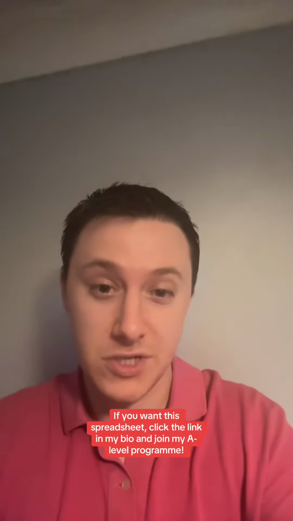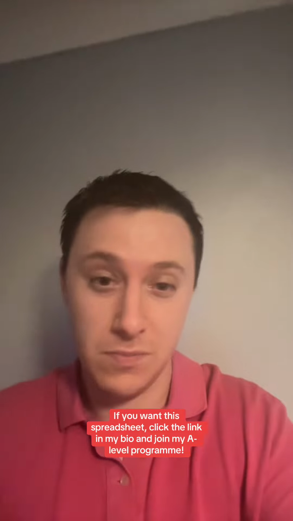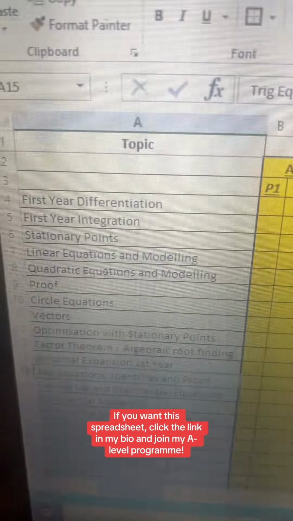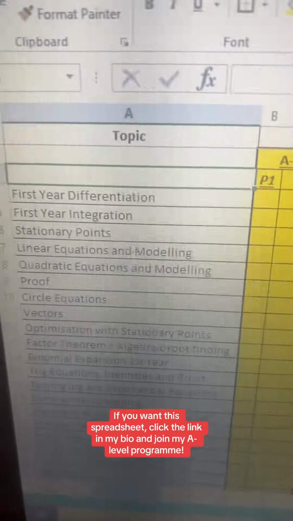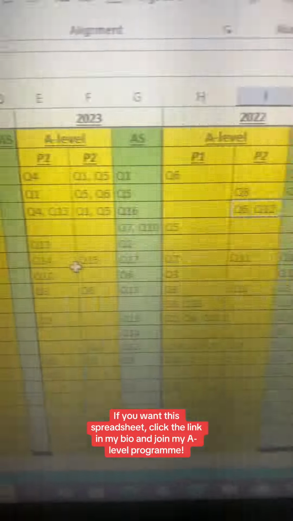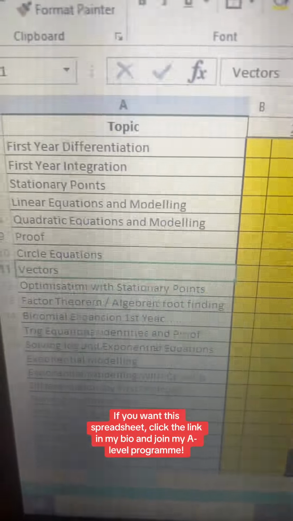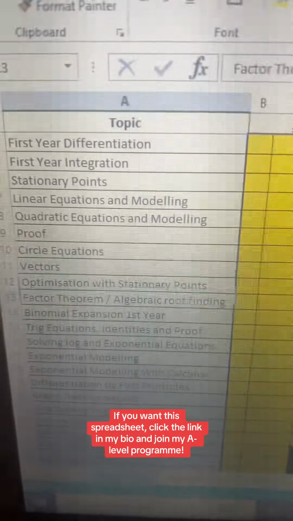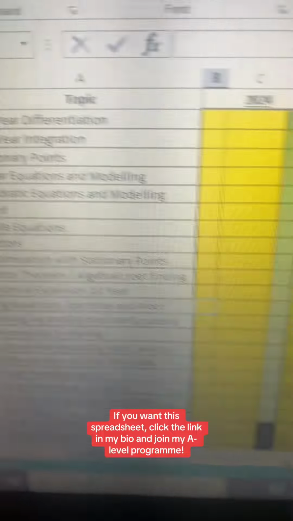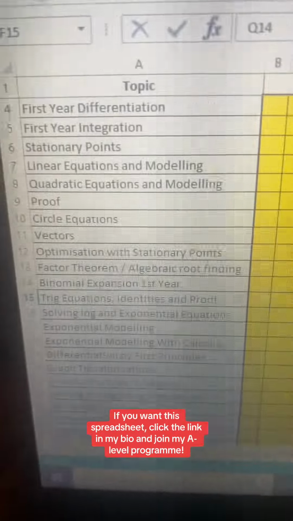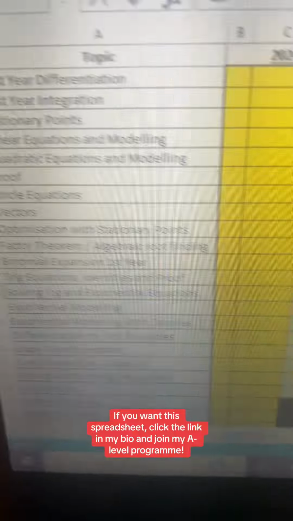And we can also use this spreadsheet to work out what are the most important topics in the entire syllabus. So for the first year material, your calculus is by far the most important. Differentiation, integration, stationary points, it comes up virtually in both papers every year. As we said before, proof and vectors is probably certain to come up in both pure papers. Trig identities is a massive one. Again, it's always coming up, trig identities. Modelling, exponentials, logs, that's always coming up.